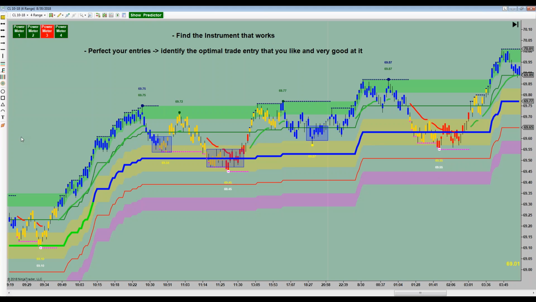There's deeper retracements like here. Sometimes they come way down into here. It's a phantom trade or whatever. Find the trade entry that you like and stick with it.